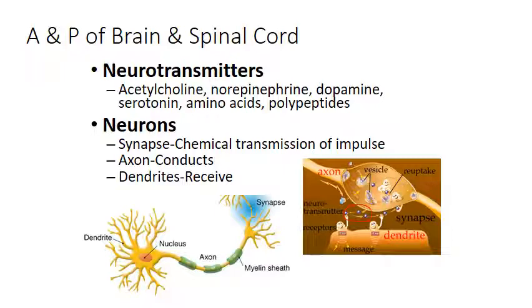Next, talking about the neurotransmitters, okay? So the nervous system is made up of two types of cells, neurons and glial cells. Neurons are the primary functional unit of the nervous system, okay? They come in lots of shapes and sizes. They have the ability to generate a nerve impulse, okay?